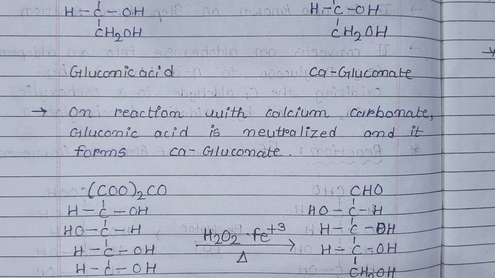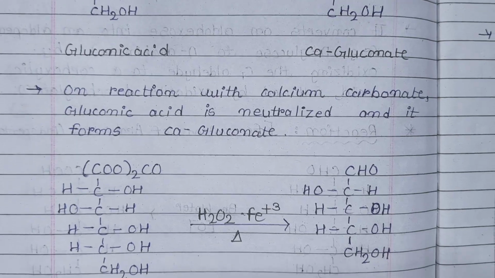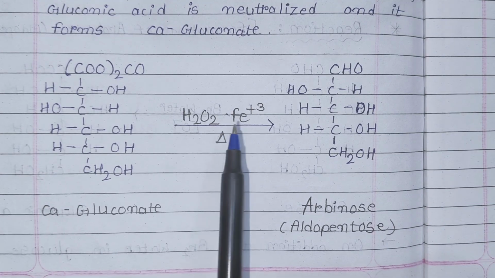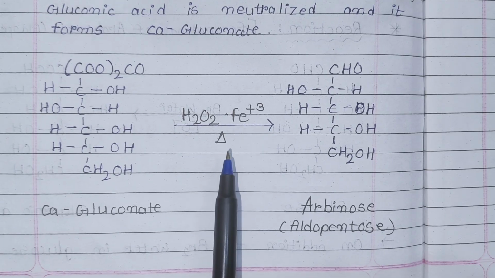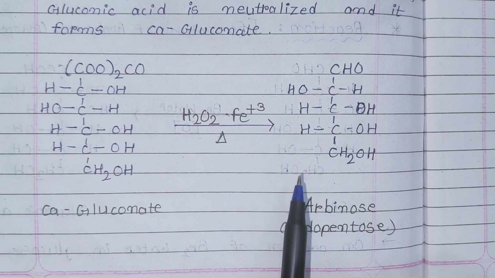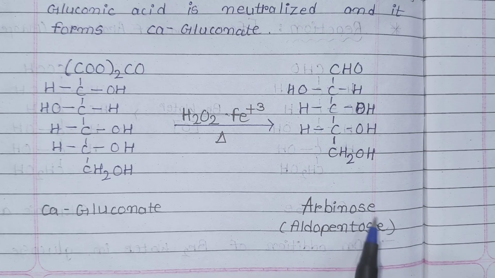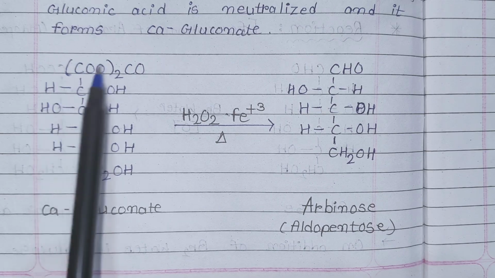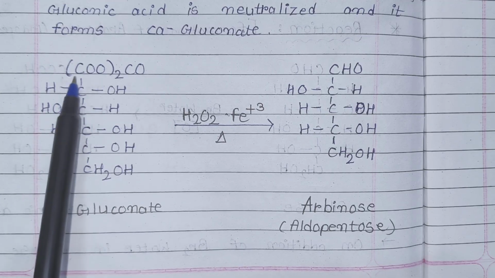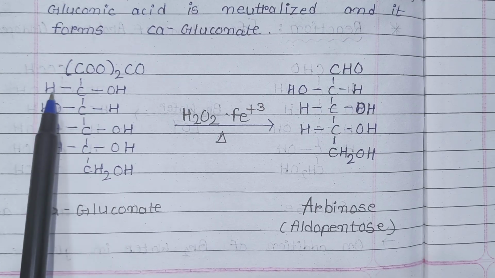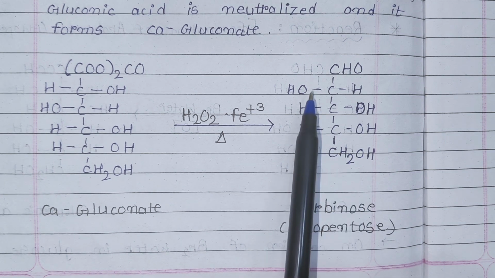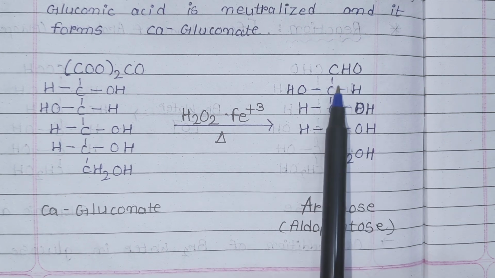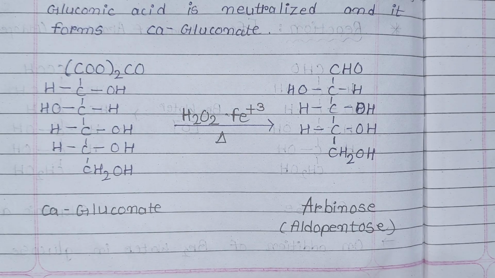Now let's move to the second step of this reaction: this calcium gluconate in the presence of hydrogen peroxide and ferric ion, on heating, is converted into arabinose, which is an aldopentose. Here you can see that this COO along with the hydrogen from this carbon is removed as CO2, and it forms a 5 carbon chain of arabinose. Okay, again an aldehyde is formed at the end of Ruff degradation.